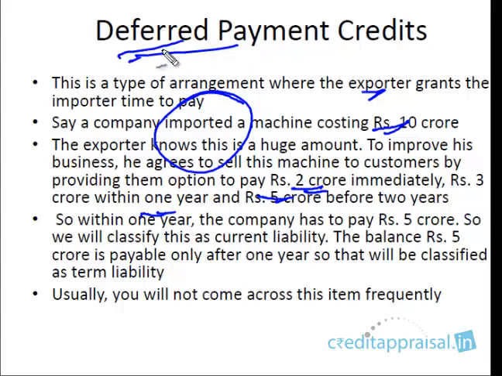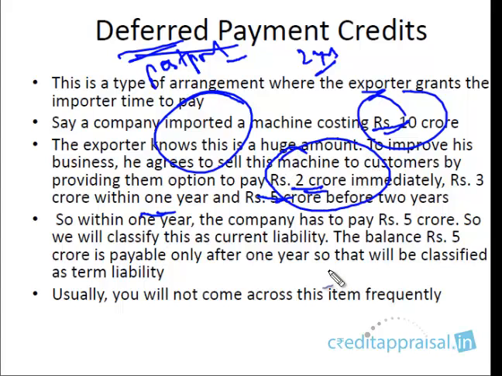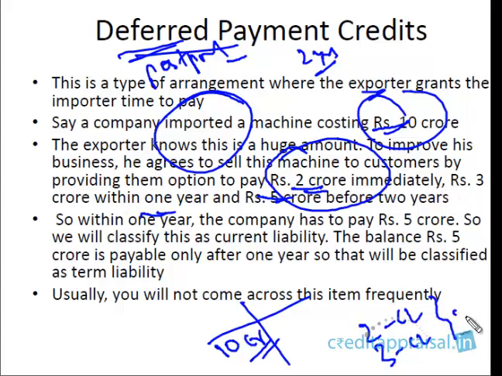So the payment is deferred. Deferred means it is postponed, right? So this is spread out over a period of 2 years. Immediately he need not pay this 10 crores. So from a balance sheet point of view, from the CMA point of view, since the company has to pay 2 crores immediately, as on the balance sheet date, if you see an item called deferred payment credit 10 crores, you have to know the breakup. So 2 crores is to be paid immediately, so 2 crores will be a current liability. And 3 crores is to be paid within 1 year, so even that 3 crores will be a current liability. So current liability will be 5 crores. The rest 5 crores will be term liability, right?